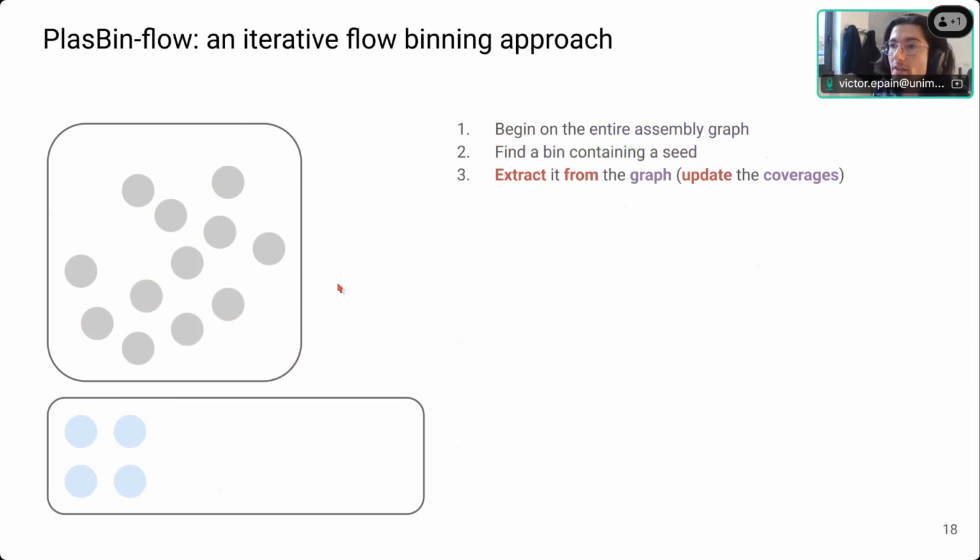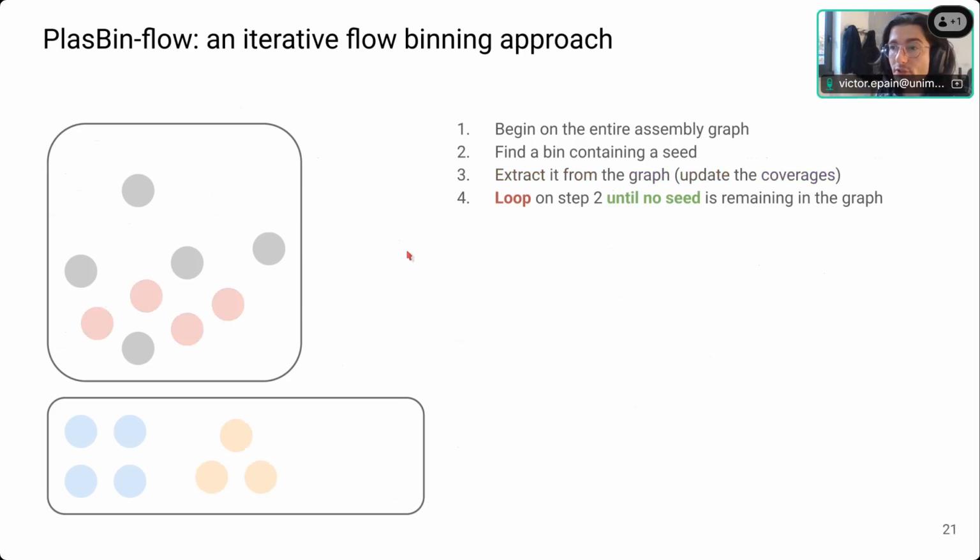Then you extract the bin, and you update the coverages, because you use a certain amount of coverage for the contigs, so you have to update the coverages in the graph. You continue, you find the second bin, you find the third bin, and all is perfect. You loop on step 2, so finding a bin and extracting it from the graph until no seed is remaining, and so you ensure that each bin has at least one seed.